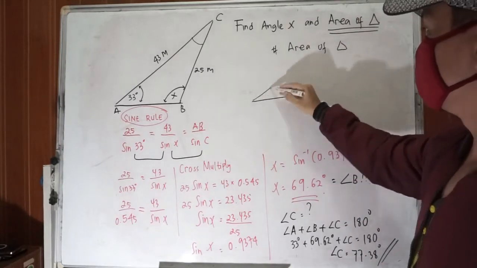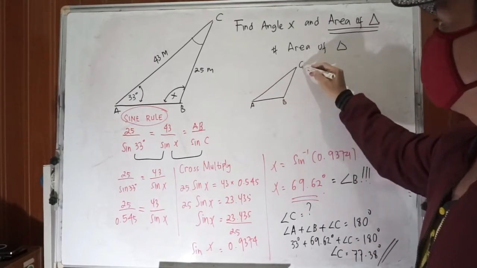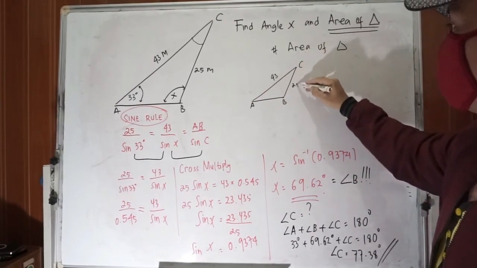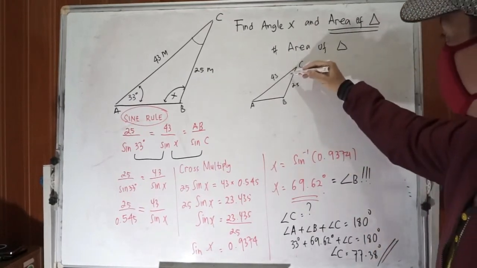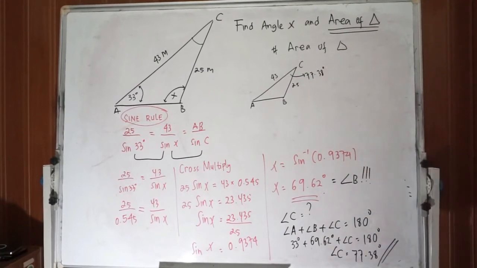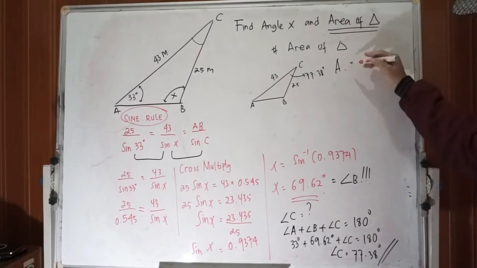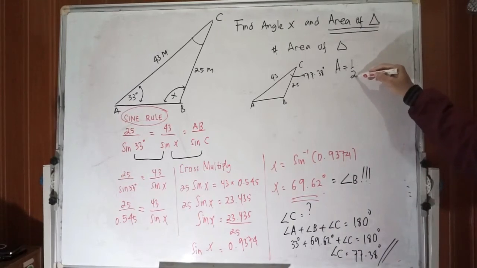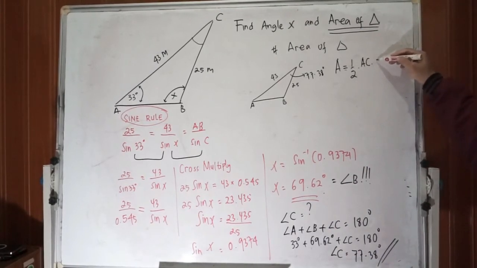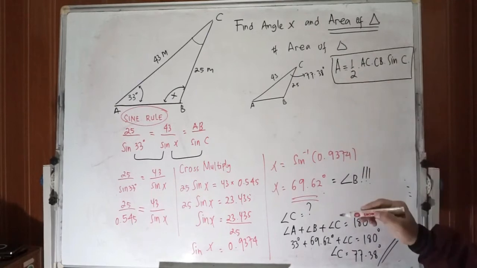This is the information. I want to redraw again. This is A, this one is B, this one is C, with sides 43 and 25, and angle C here is 77.38 degrees. So the area equals a half times AC times CB times sine C. This is the formula of the triangle.